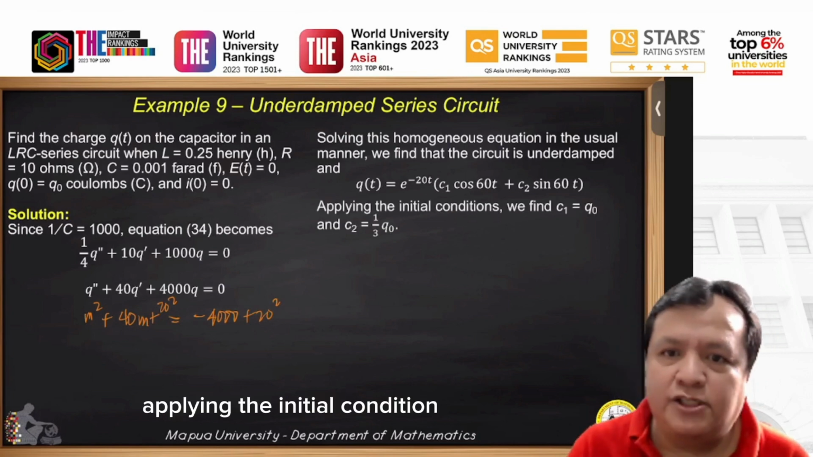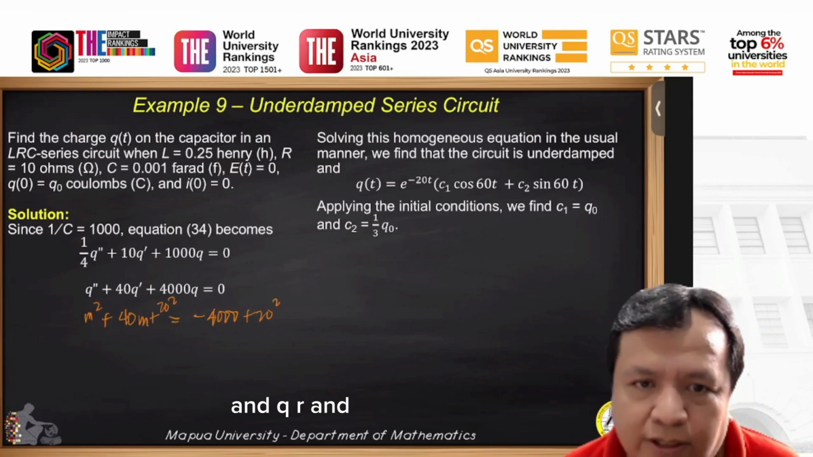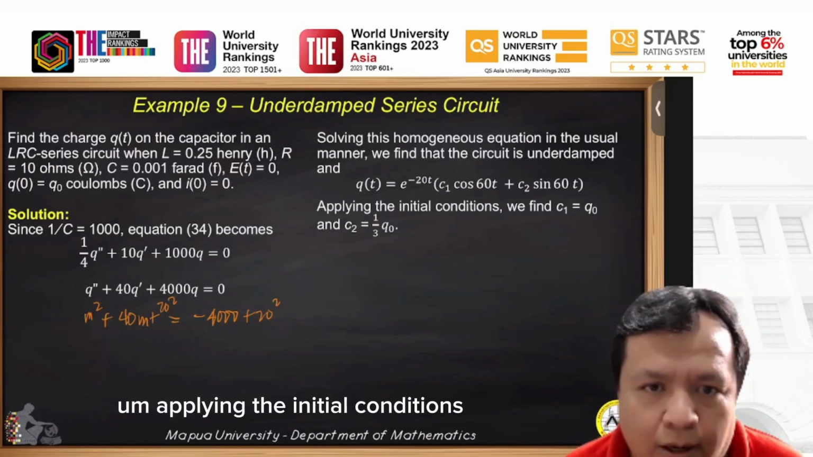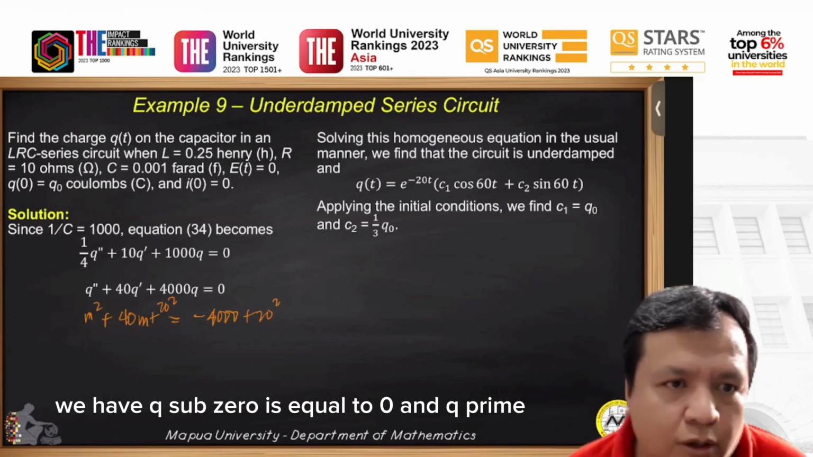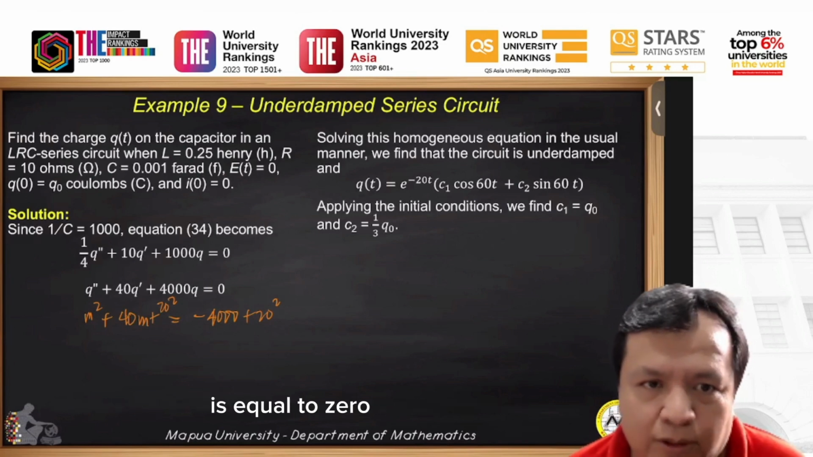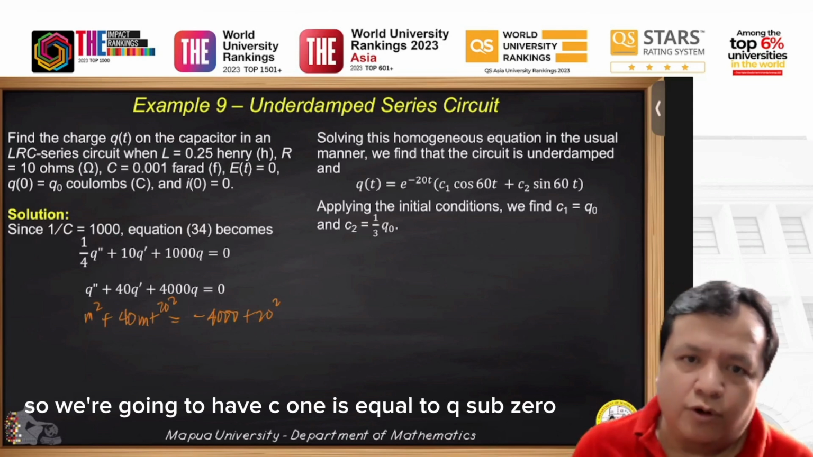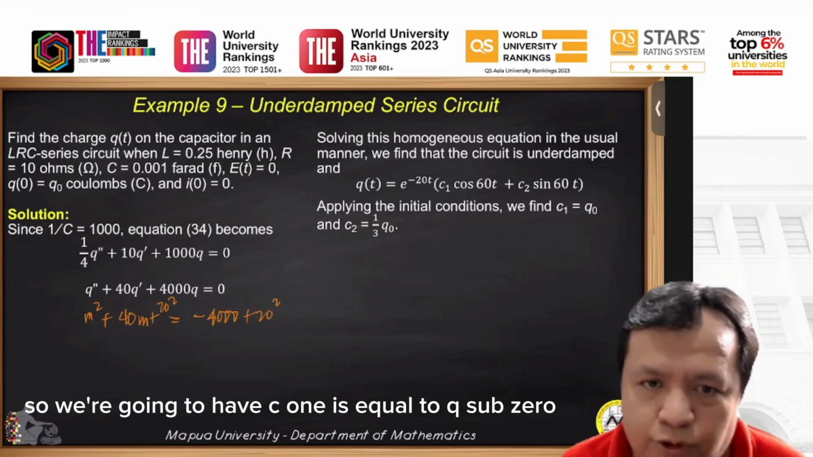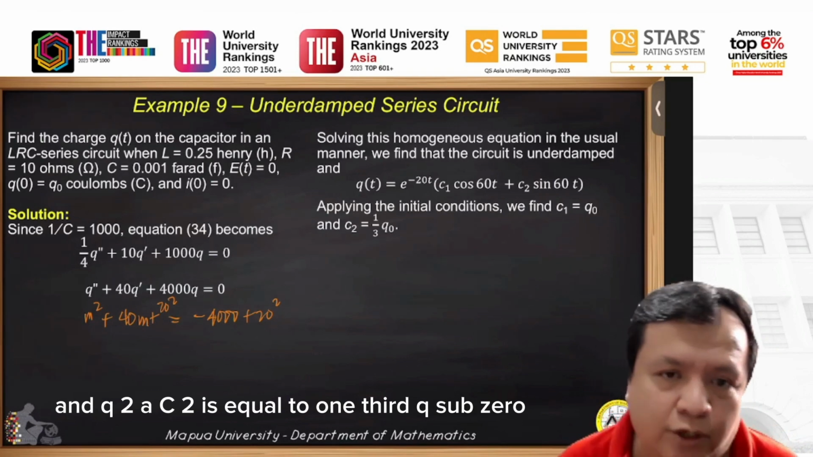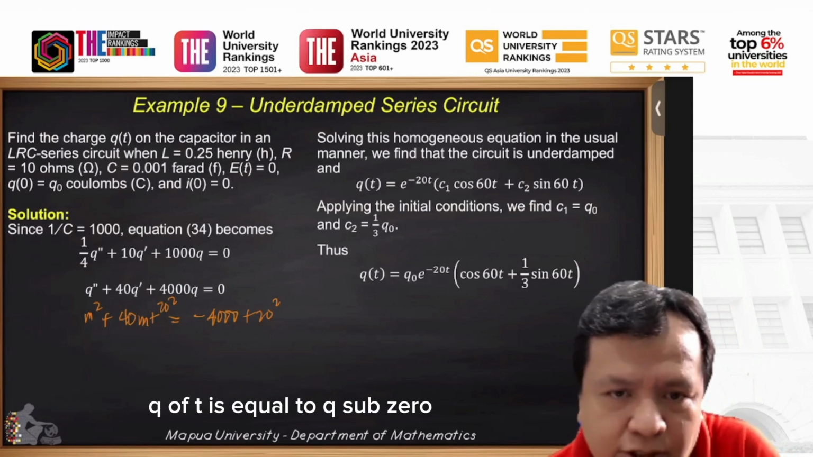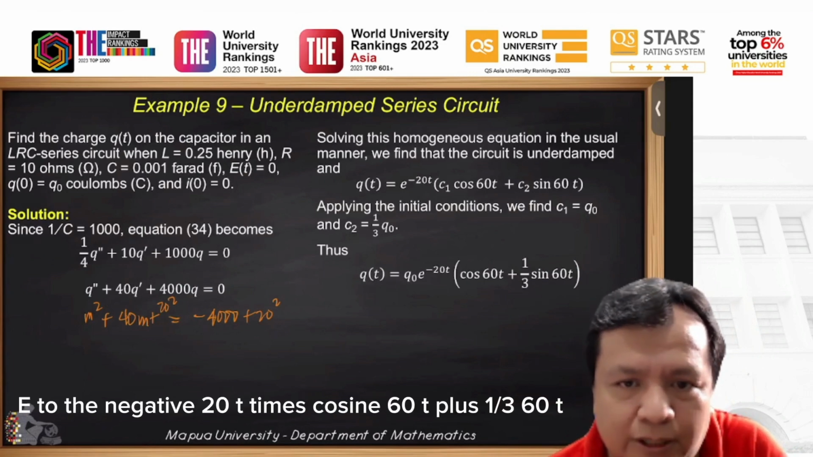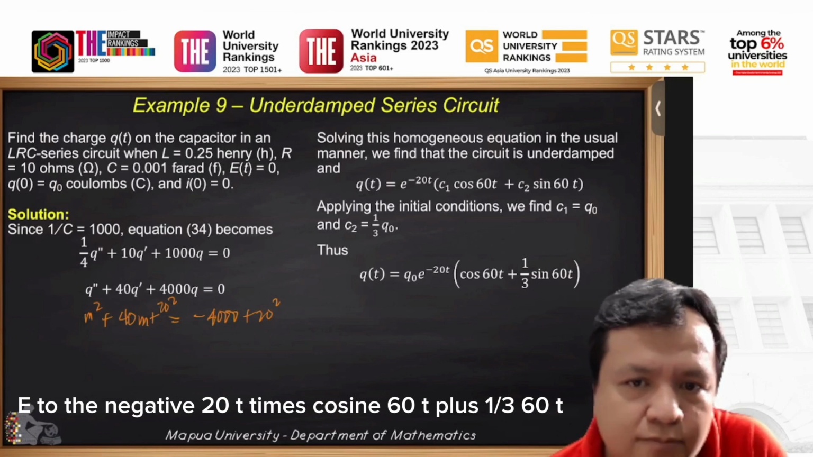Applying the initial conditions, we have Q sub 0 is equal to 0 and Q prime, which is the current, is equal to 0. So we're going to have C1 is equal to Q sub 0 and C2 is equal to 1/3 Q sub 0. So thus, the resulting function is Q of t is equal to Q sub 0 e to the negative 20t times cosine 60t plus 1/3 sine 60t.